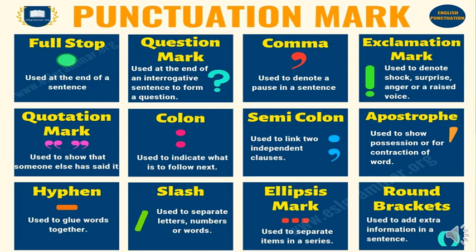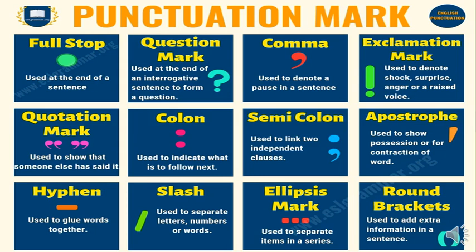Number 8 would be the apostrophe, and we explained the apostrophe many times. Apostrophe is used to show two things, possession and contraction. After that, we would have the hyphen. Hyphen is used to glue words together. That was dealt with when we talked about compound adjectives. The last three are less common than the others. For example, you have the slash. When do we use the slash? We use it to separate letters, numbers, or words.